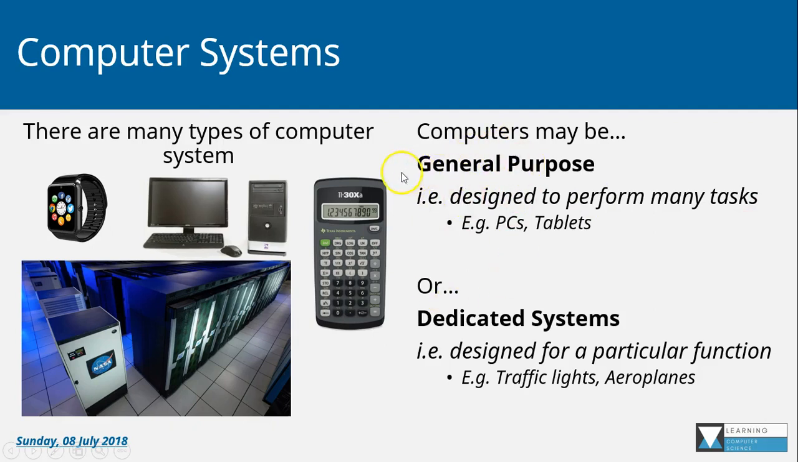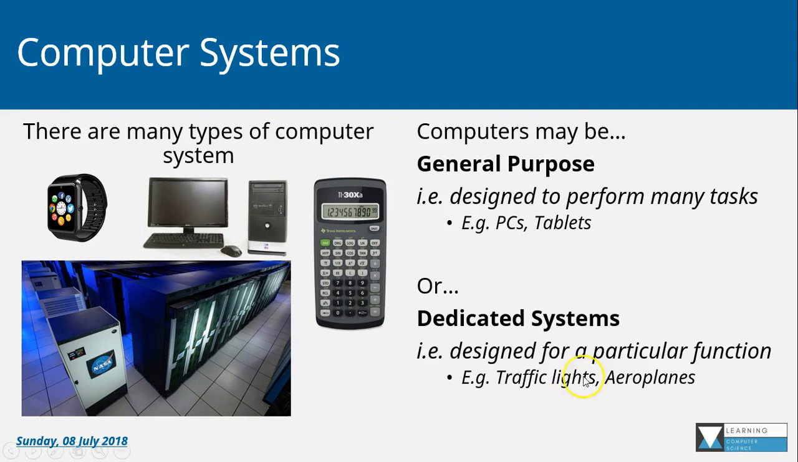So you've got a computer which may be general purpose, and that might be designed to perform many tasks, many different programs running, hasn't got a specific purpose. So it usually is a PC, a laptop, a tablet. They are all general purpose computer systems. However, you may come across something such as a dedicated system, which is designed for a specific or particular function. So it only has one or two main purposes. It doesn't need to have a lot of other programs in the background. It only does one main thing.